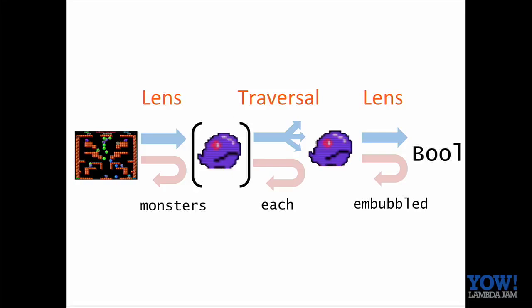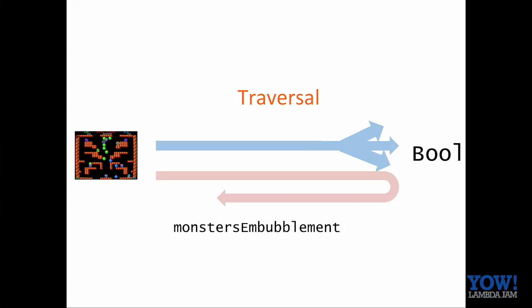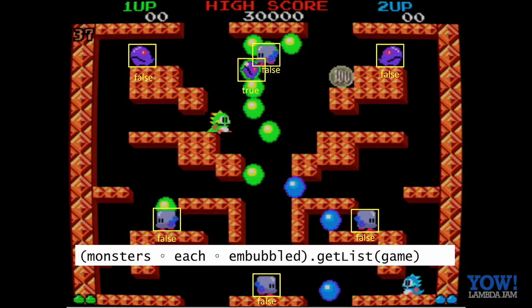So we can have a lens that from the game returns a list of monsters, and then a traversal that focuses on all the monsters in that list at once, and then a lens that gets the embubblement status out of the monster, and we can squish them all together into one big traversal. And we need not consider what went into making that traversal, just like any good composable concept. So that's great, that's really powerful. If we did that, all of a sudden we're selecting all the embubblement statuses at once.